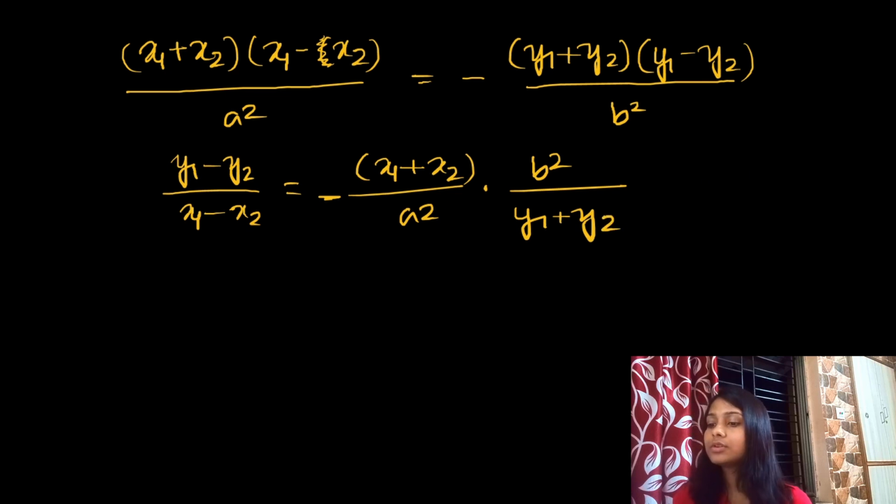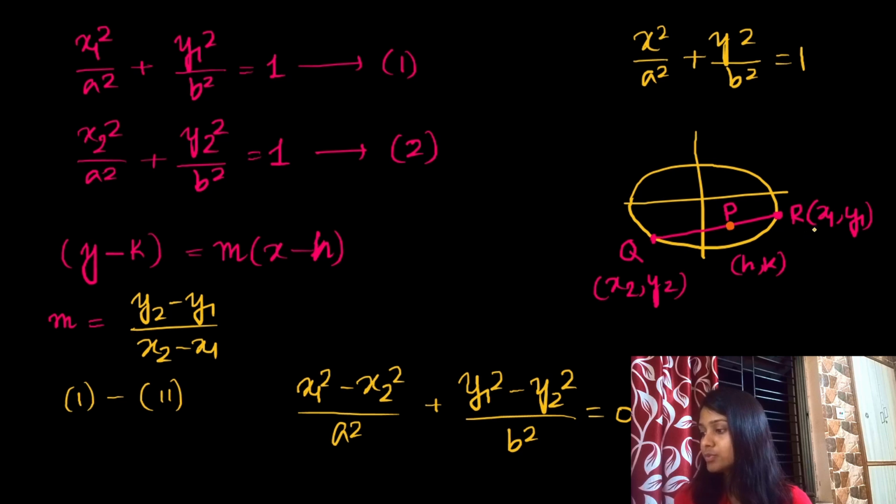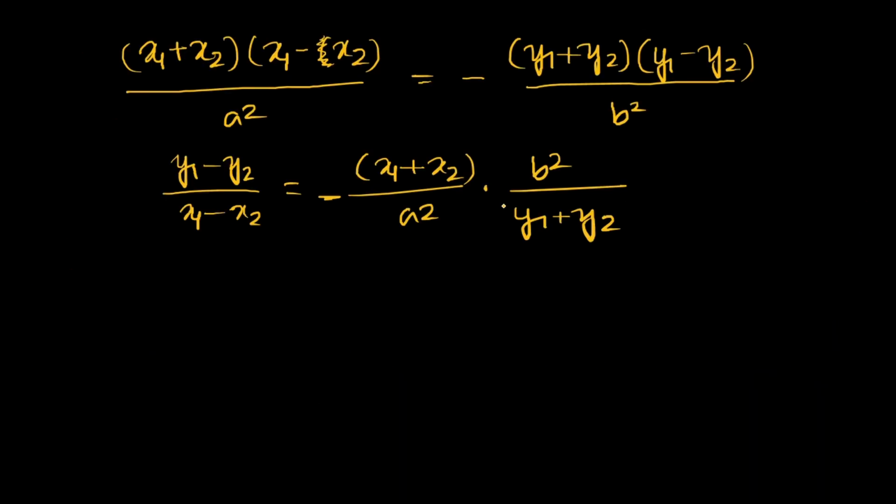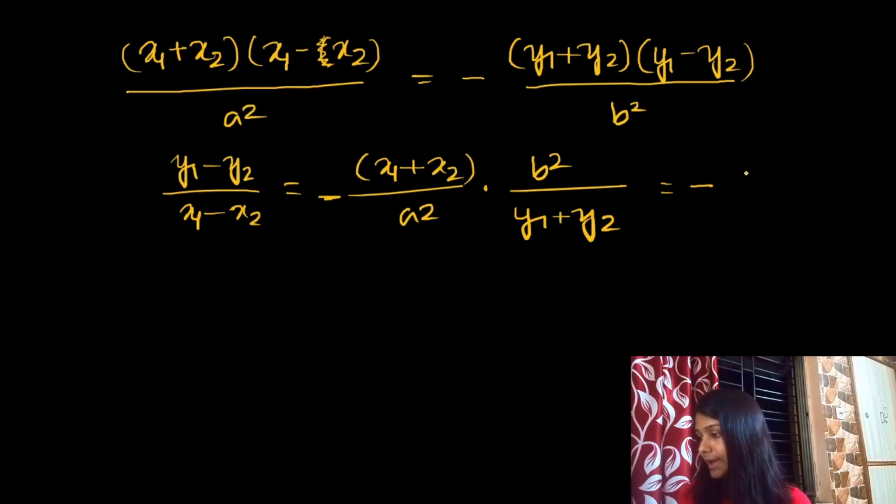So now from here, x1, x2 has this R and Q has midpoint P. So here we have another relation, which is x1 plus x2 should be 2h and y1 plus y2 should be 2k. So we can utilize these two here. So it will give minus 2h b square divided by 2k a square.